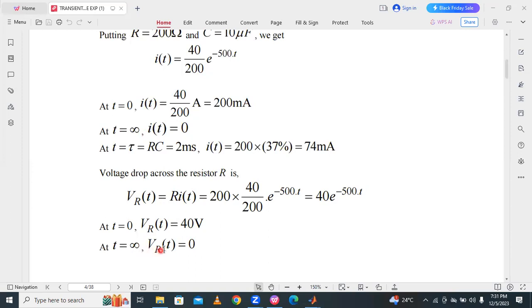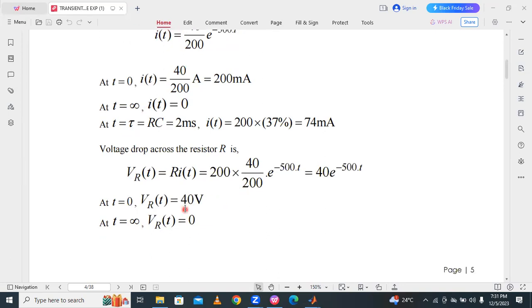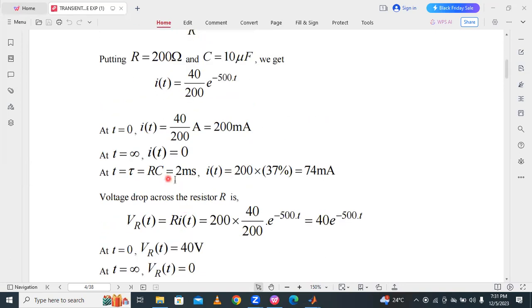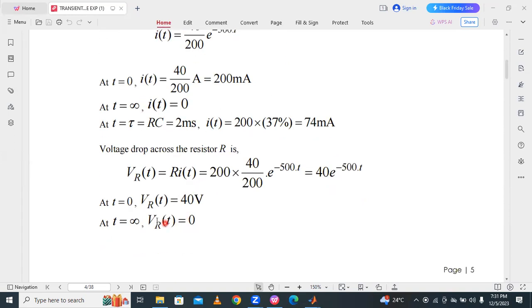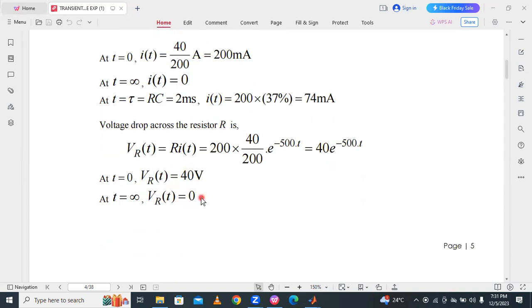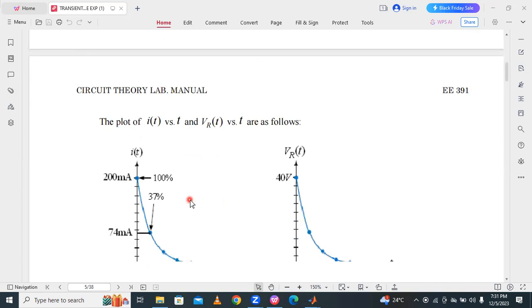At t equal to infinity, VR of t is equal to 0. So the voltage across the resistor VR of t is exponentially decreasing, and the current I of t is also exponentially decreasing, like this.